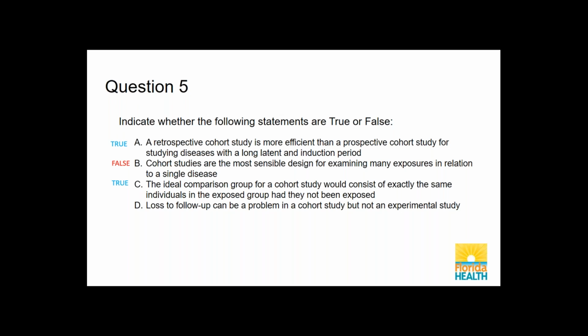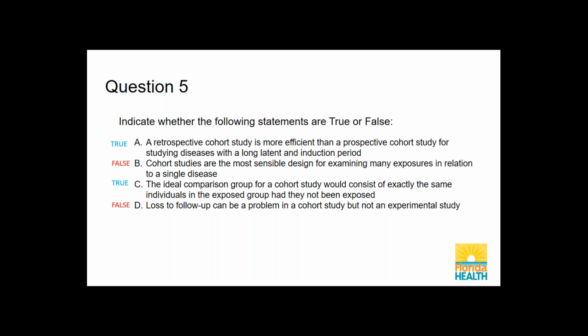All right, for D, loss to follow up can be a problem in a cohort study, but not an experimental study. Is that true or false? All right, guys, that is false. People go missing all the time in studies, right?